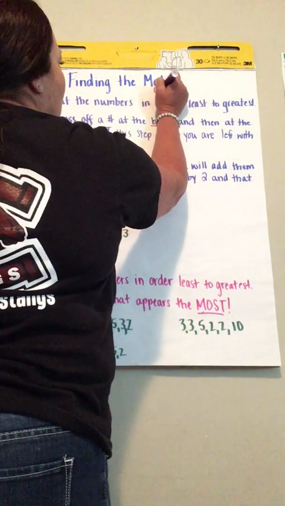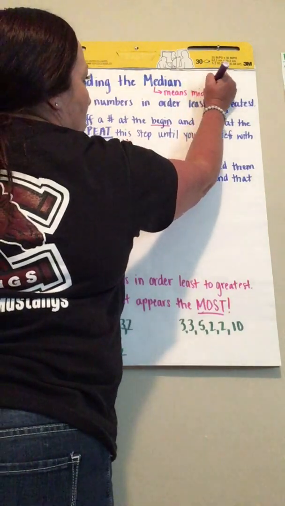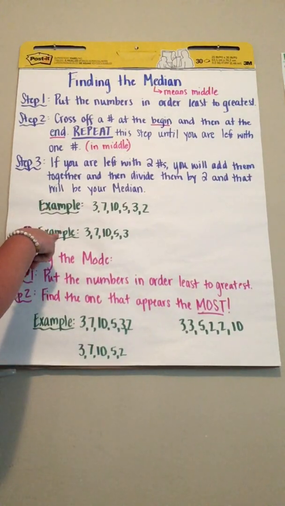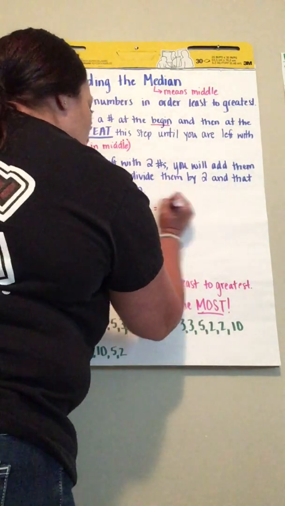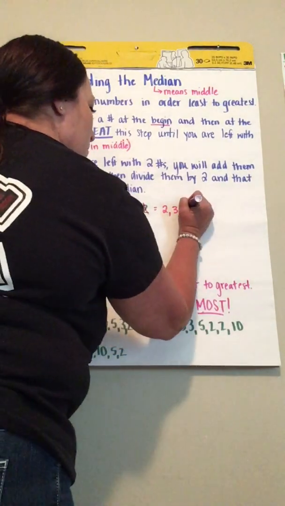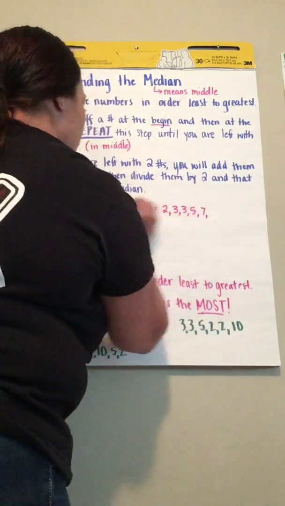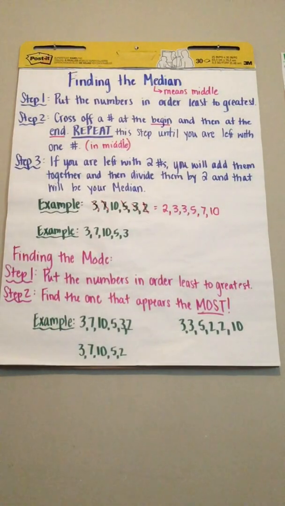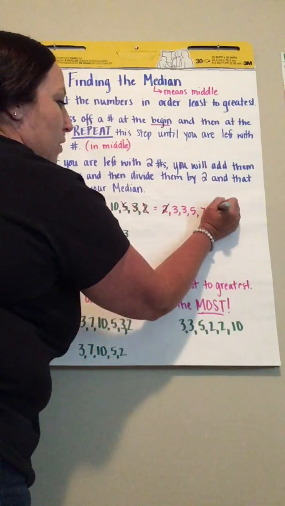So remember, median means the middle. So you're looking for the number that is in the middle. So here are two examples that we're going to do. So the first thing I need to do is put it in order least to greatest. Okay, and then I'm going to cross off one number at the beginning, and then I'm going to cross off one number at the end.